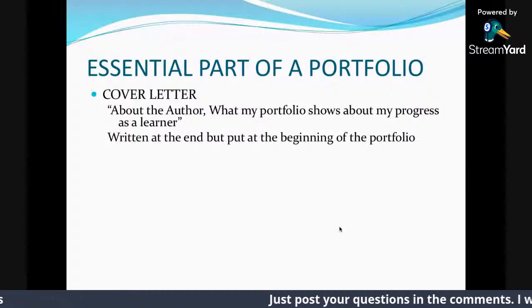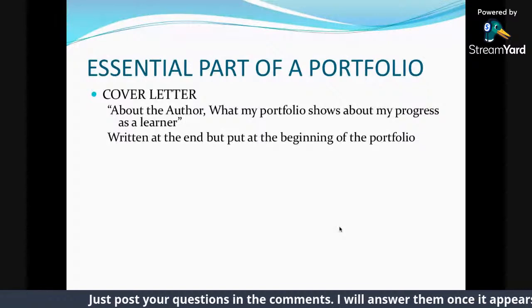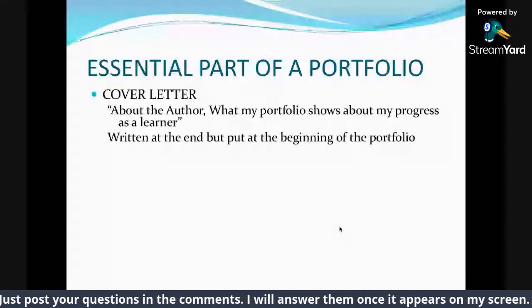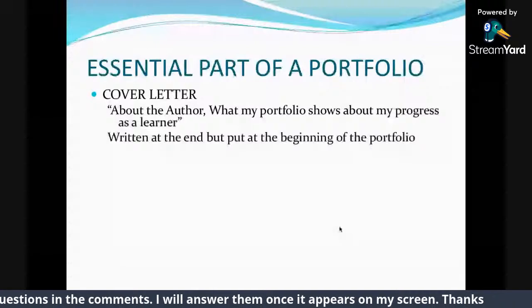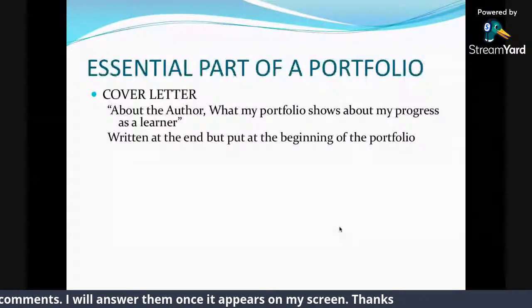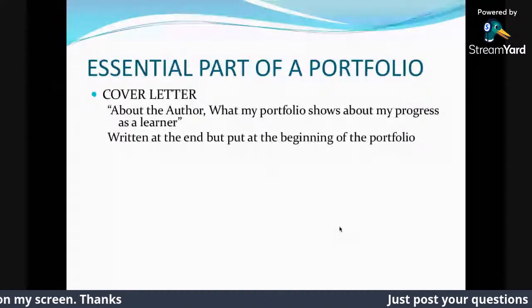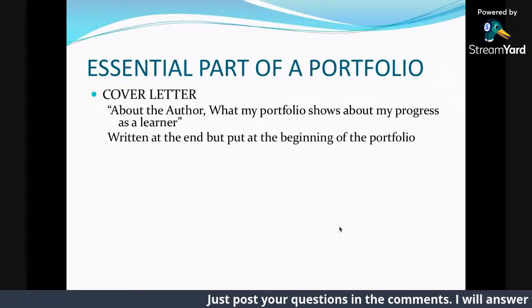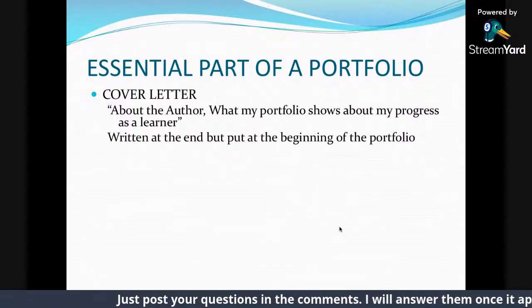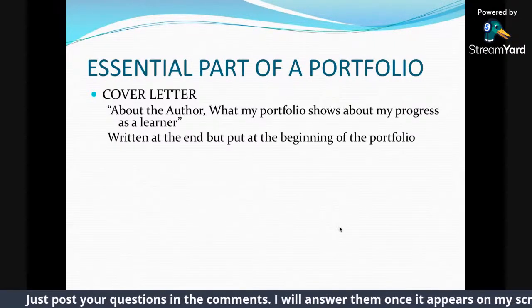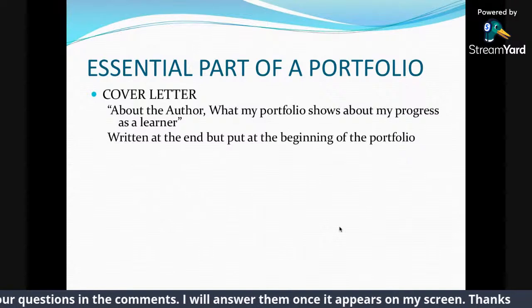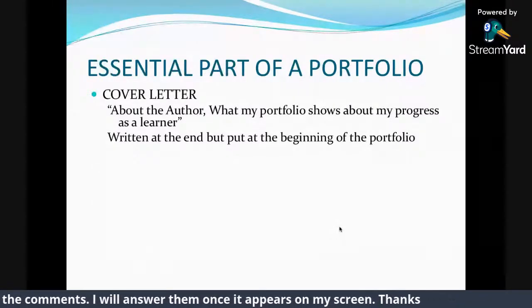The cover letter, ang nakalagay dyan ay about the author and what my portfolio shows about my progress as a learner. Okay. So this is usually written at the end, but put at the beginning. So the cover letter summarizes the evidence of a student's learning and progress. So yun yung laman ng inyong cover letter.